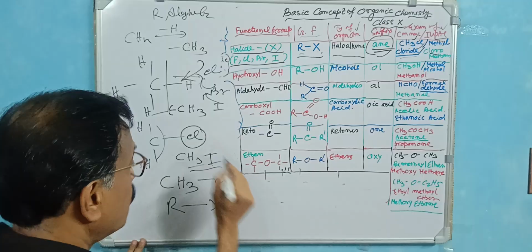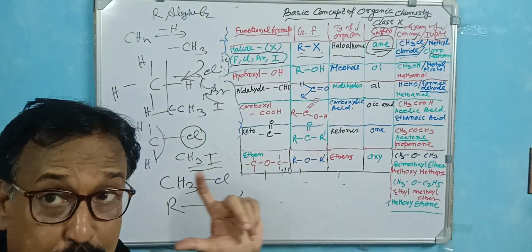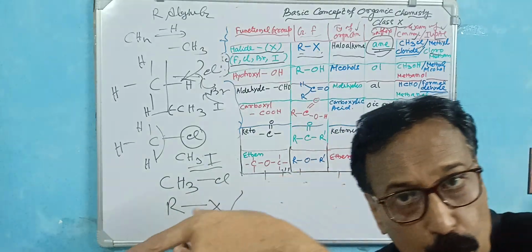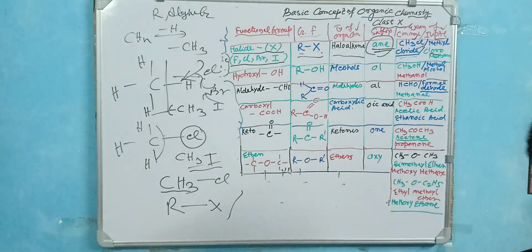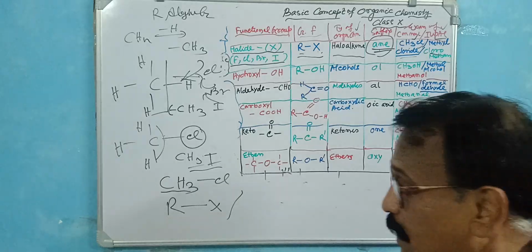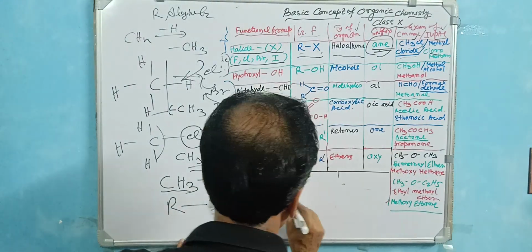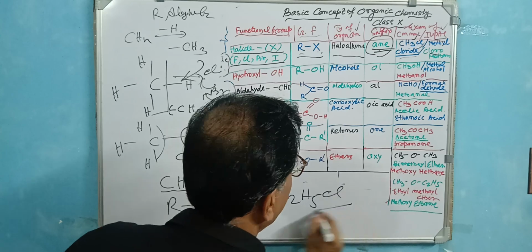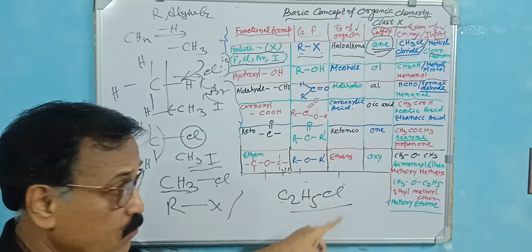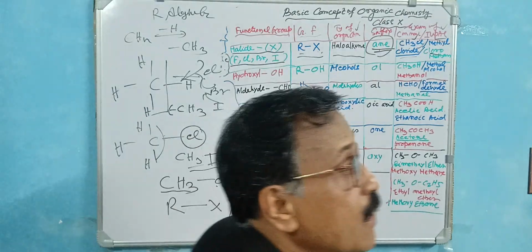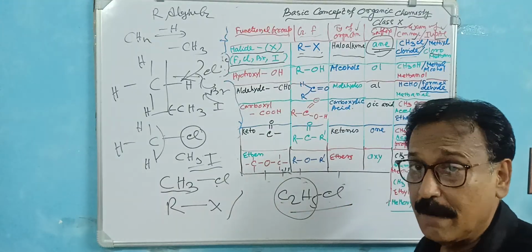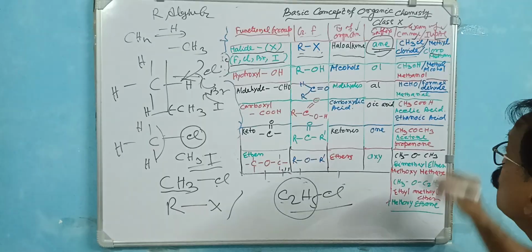Chloromethane: chlorine is there, and the methyl group is there. If this is bromine, bromomethane. If this is C2H5Cl, what is the name? Chloroethane, because this is chlorine and the alkyl group is ethane. If this is iodine, iodoethane. If this is bromine, bromoethane. So this is the naming of this.